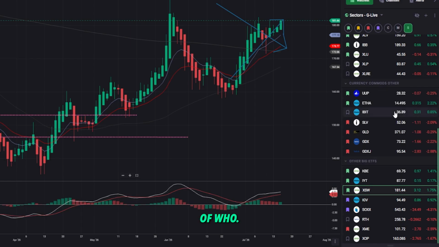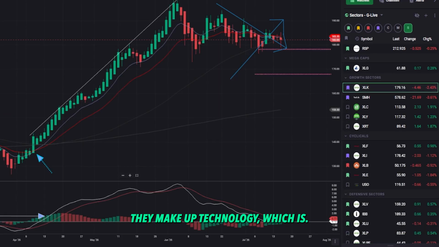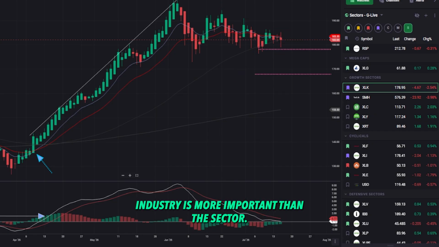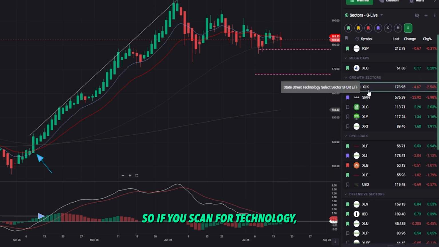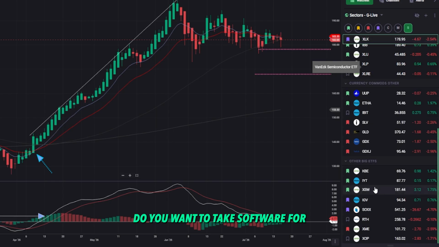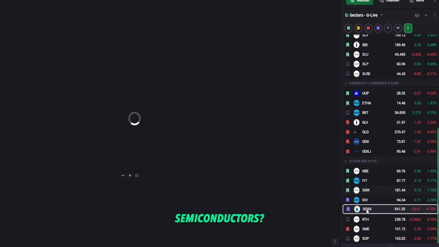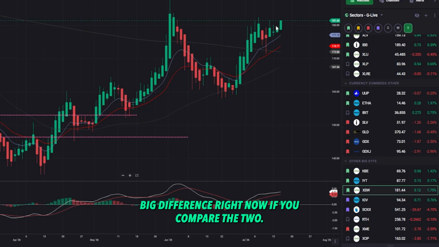And they're the big part of who? They make up technology, so you see how important it is to be in the right industry? Industry is more important than the sector. So if you scan for technology, what kind of stocks do you want to take? Do you want to take software for bulls? Or do you want to take semiconductors? You want to be in software. That's where the money's flowing. Big difference, right? Now, if you compare the two, it's a huge difference percentage-wise.